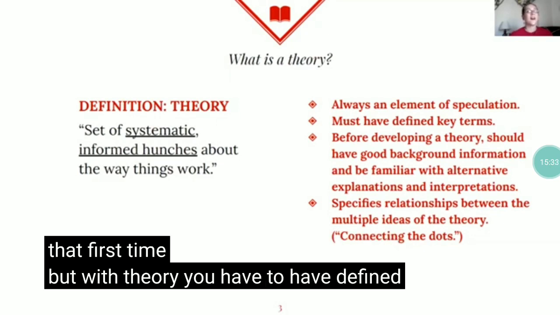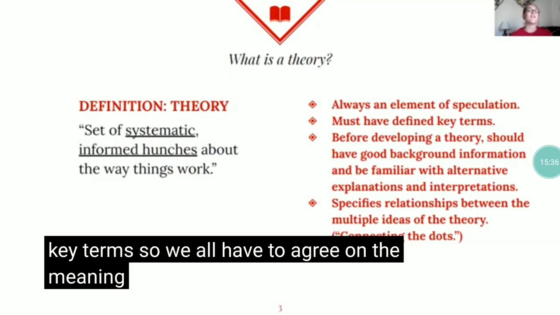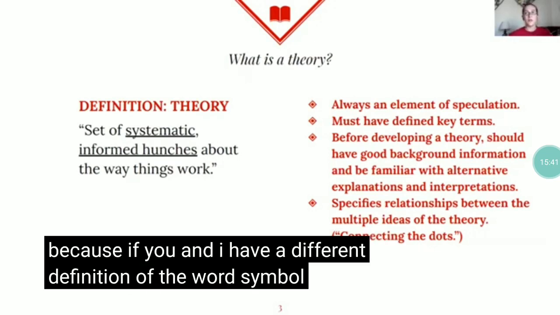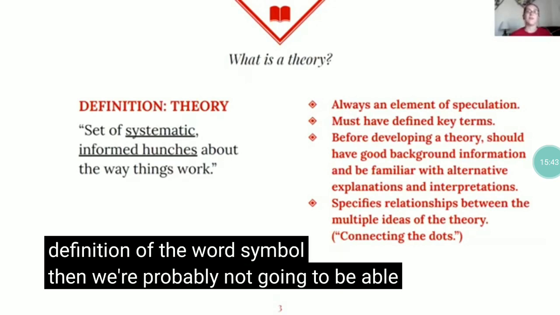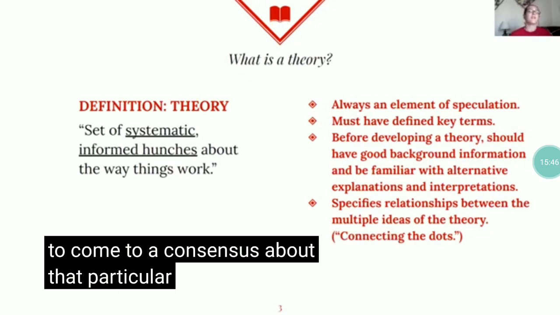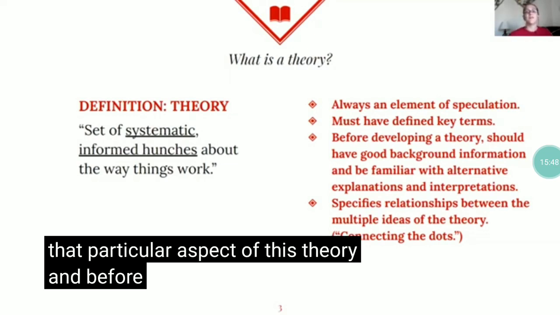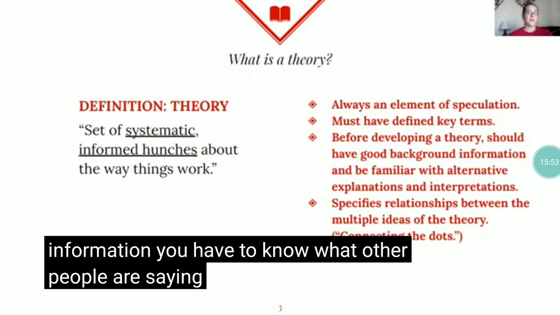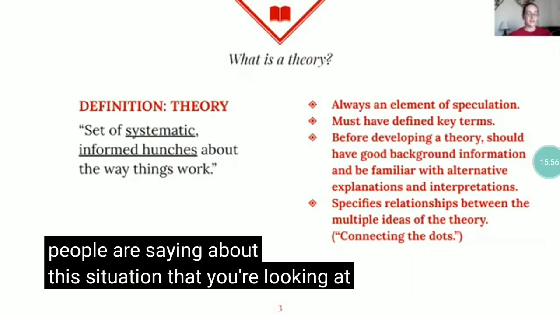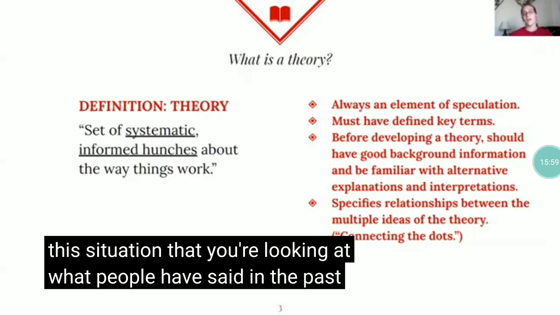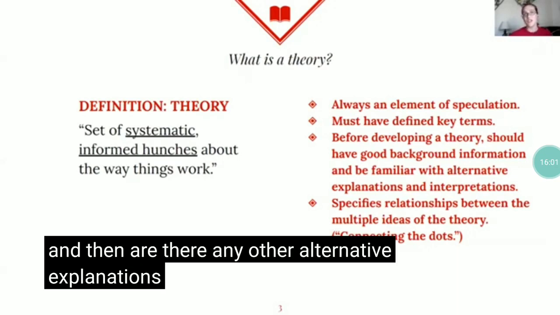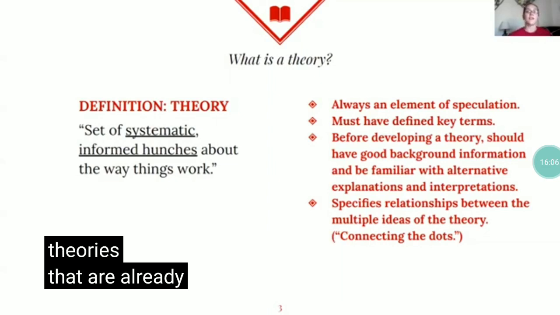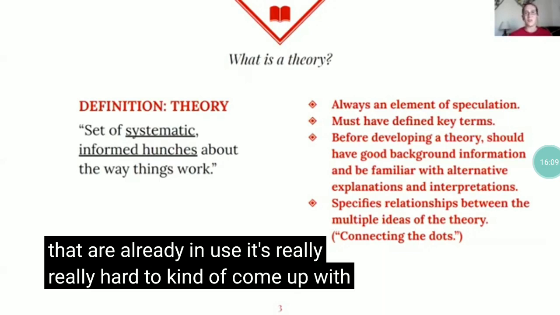But with theory, you have to have defined key terms. We all have to agree on the meaning of the words we're talking about, because if you and I have a different definition of the word symbol, then we're probably not going to be able to come to a consensus about that particular aspect of this theory. Before you develop a theory, you have to have a lot of good background information. You have to know what other people are saying about the situation you're looking at, what people have said in the past, and whether there are any alternative explanations possible based on other theories already in use. It's really hard to come up with a new theory.